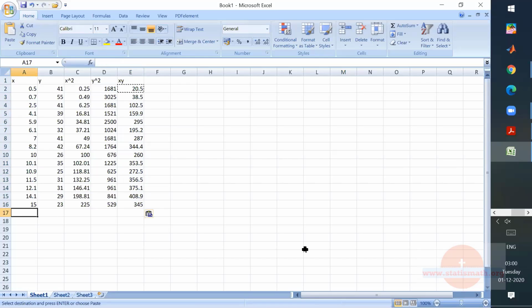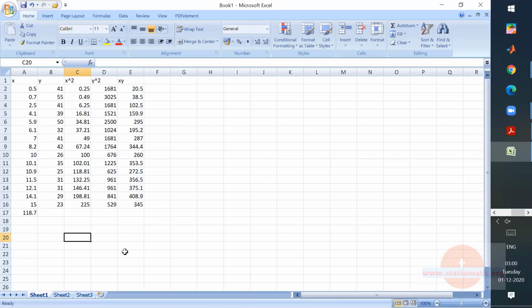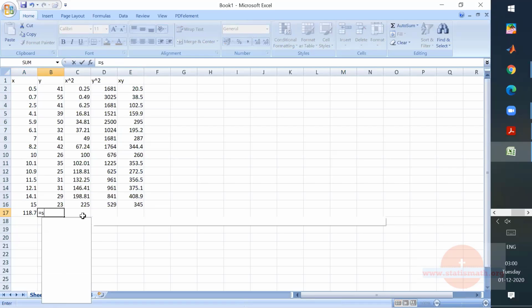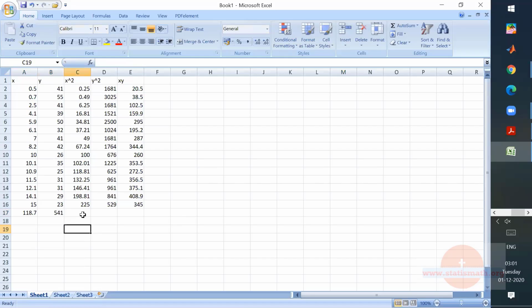So you go to the X column, right? In the X column, equals to, type SUM, open the brackets, and select the whole thing, wherever you want the sum. So the whole thing, right? And then close the bracket here. So you'll get the sum, right? Similarly here, equals to sum, open the brackets, and select from here to here. And then click somewhere, you'll get this sum.